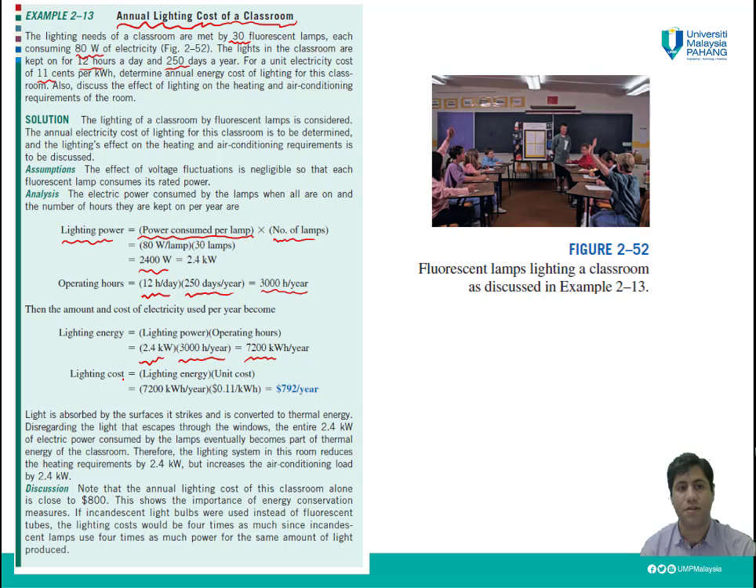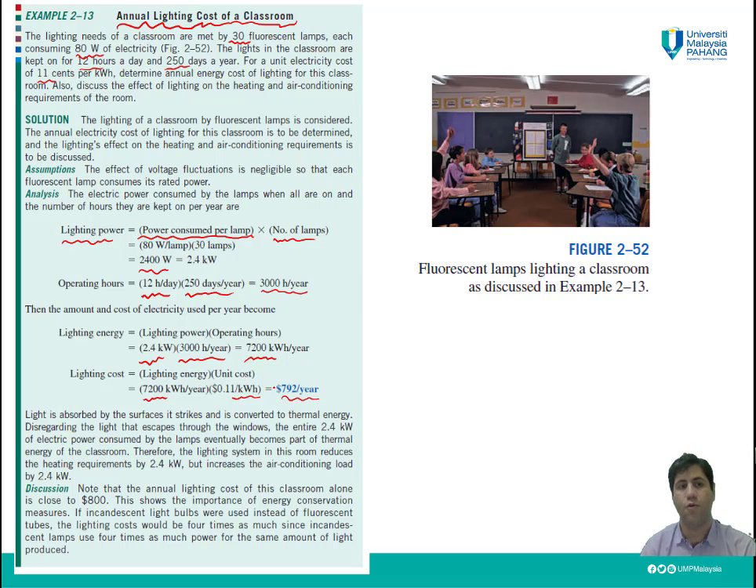Then lighting cost, also we have that it is 0.11 dollar per kilowatt hour. How much is the lighting energy required? 7200. Simply, if we just multiply this 7200 kilowatt hour per year by 0.11 dollars per each kilowatt hour, will be the amount or cost of lighting of this class per year.